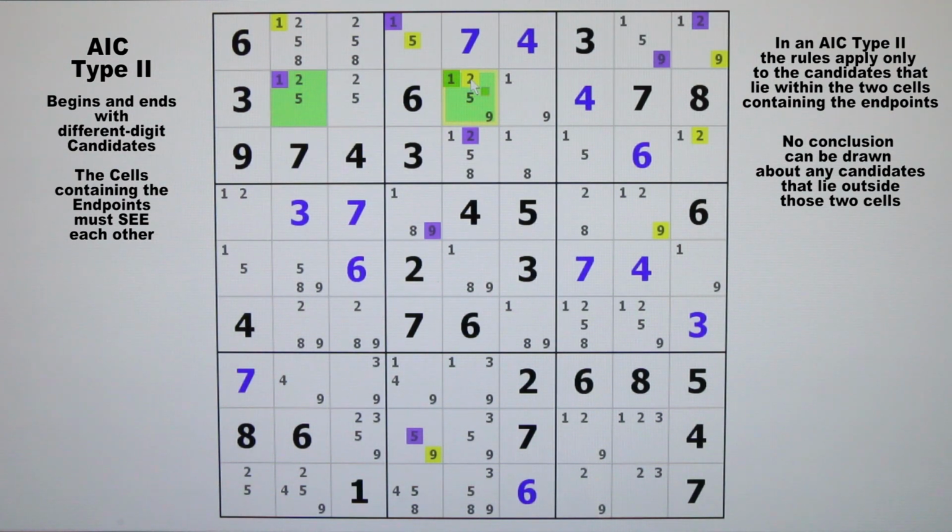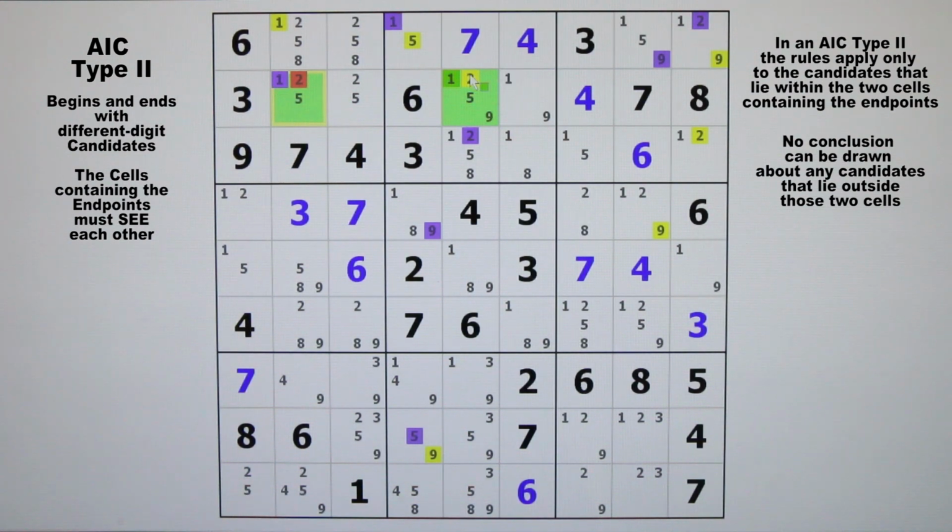Now we'll go the other way on this yellow 2 over here. If this 2 is true, case 1, then this 2 has to be false. And remember, you can't do anything with this 2 here in this cell because it's not in the chain. So if this yellow 2 is true, then this 2 is false, and you can eliminate it. Now, in the other scenario, if this 2 is false, then by virtue of the chain, the 1 is true. Okay, because that's the other endpoint of the chain.